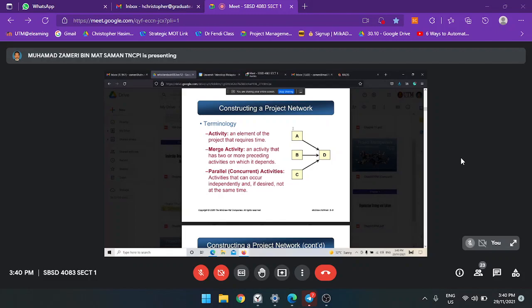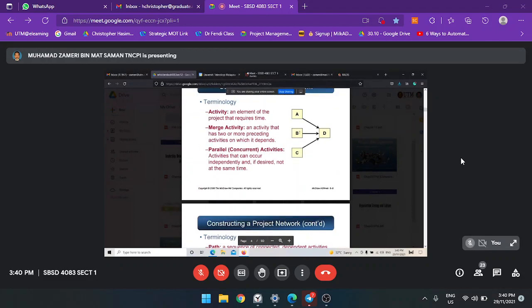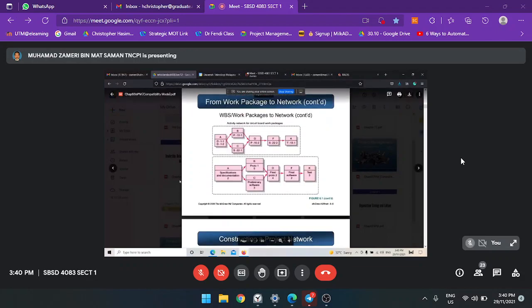So terminology, activity in the box here. Activity A, B, C. What is A? We describe later. A is specification and documentation. B is prototype 1. C is implement software. D is final prototype. F is final software. K is testing. So this is the symbol. That means these are all activities. In the box here is activity.